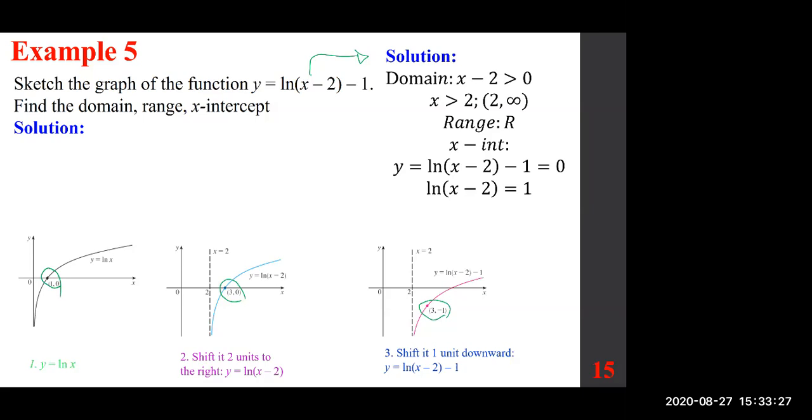Okay. How do you solve this? Whenever you're dealing with a logarithmic equation, if you have a single log and a number, you just go to the definition. By definition, x minus 2 is e to the power of 1. So x is e plus 2. And therefore, precisely (e plus 2, 0) is the location for this x-intercept, class.